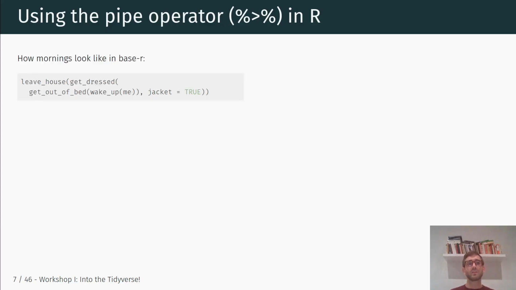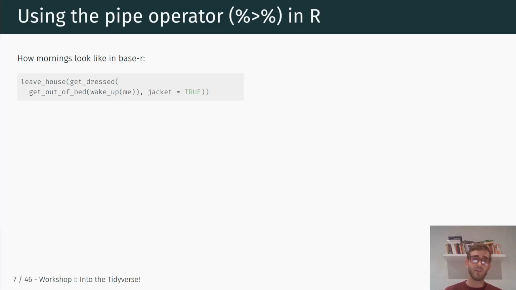Ultimately what it does, or maybe let me start with an example of base R. And this is now a toy code example. Specifically, this code describes in base R how a morning might look. If you look at this code, it starts with leave the house, get dressed, get out of bed, wake up, me, right? And so if you want to understand this code in base R, you kind of have to go from the inside to the outside.